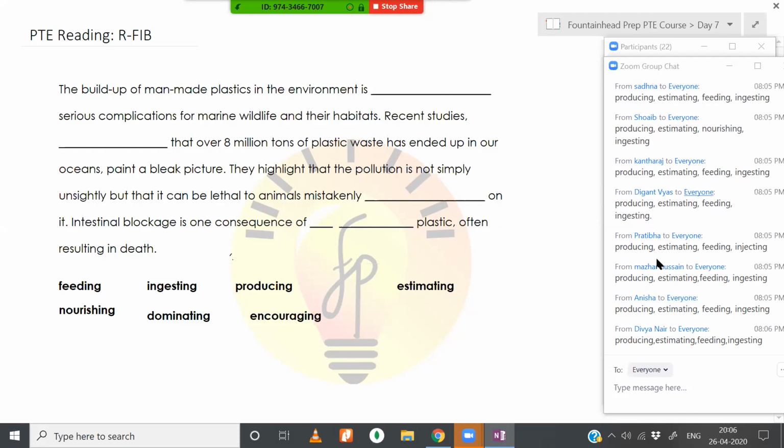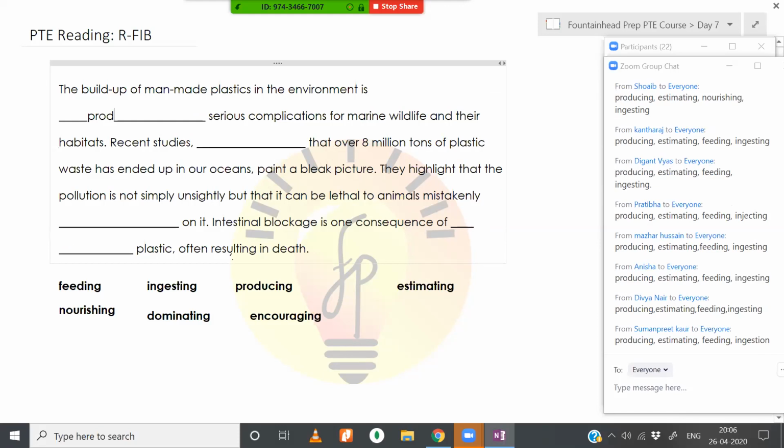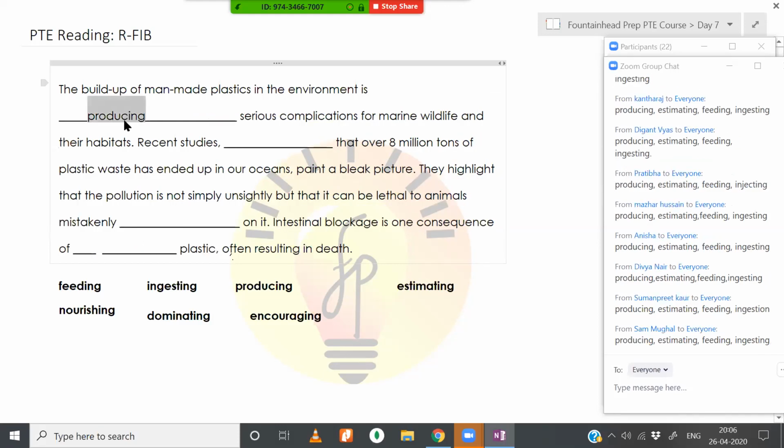Okay, so let's see. The buildup of man-made plastics in the environment is, I see a lot of producing. So producing a serious complication. That's correct. For marine wildlife and their habitats. Recent studies, again, estimating is something that I see a lot here.